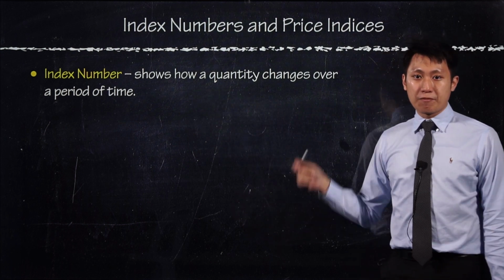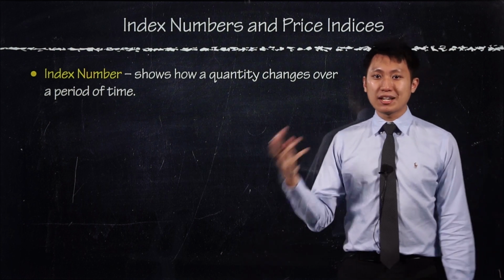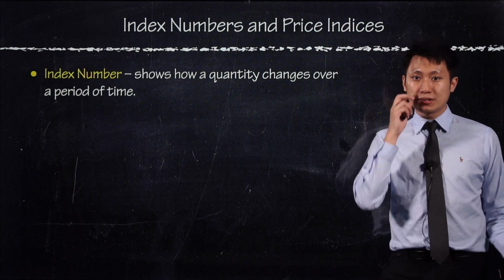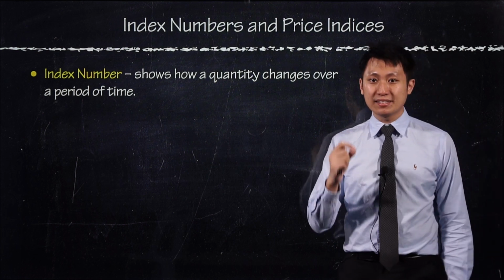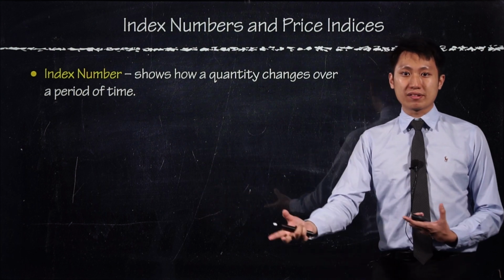So when you say over a period of time, you're comparing the price now maybe with what, 10 years ago, 20 years ago. So there should be something like a base year, with respect to the base year. Okay, because you need to compare with something, right?